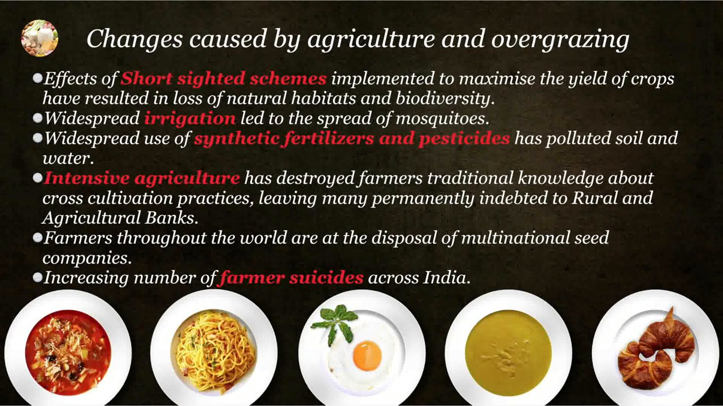Widespread use of synthetic fertilizers and pesticides has polluted soil and water. Intensive agriculture has destroyed farmers' traditional knowledge about crop cultivation practices, leaving many permanently indebted to rural and agricultural banks. Farmers throughout the world are at the disposal of the multinational seed companies. There is an increasing number of farmer societies across India.